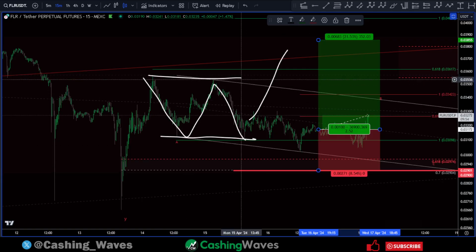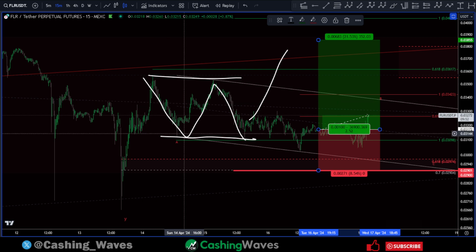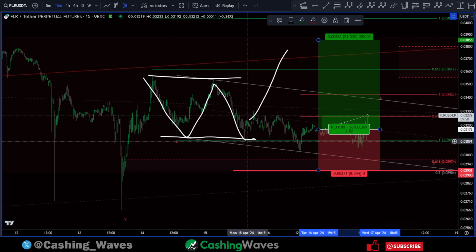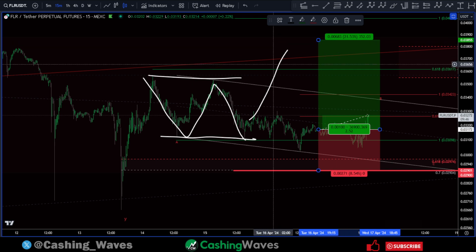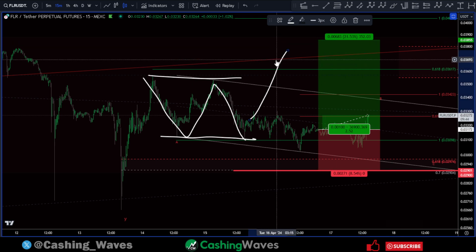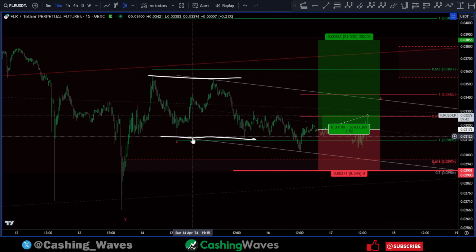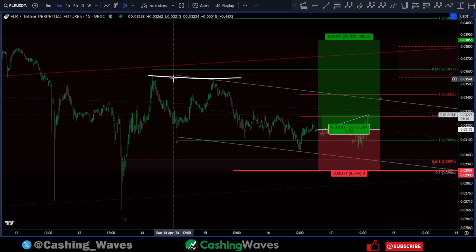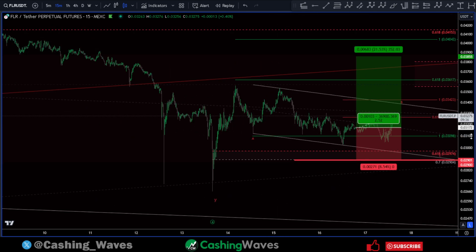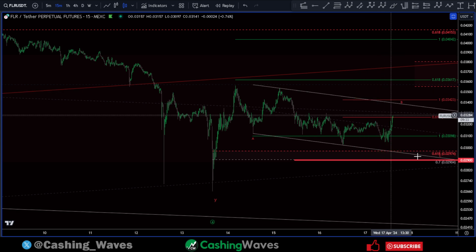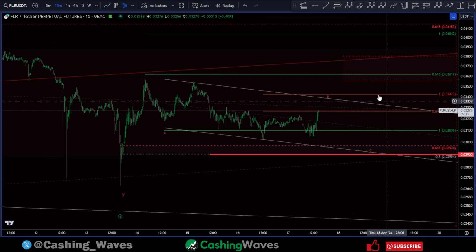So this was that area. We had our A, B, C. This is where I took my entry. I was looking for this move to the upside. As of right now, there's my current setup. Currently slightly in the profit, but as you can see, we didn't get that pivot we expected. So what is happening instead? I'm just going to get rid of this for now. You can see I'm slightly in the profit.